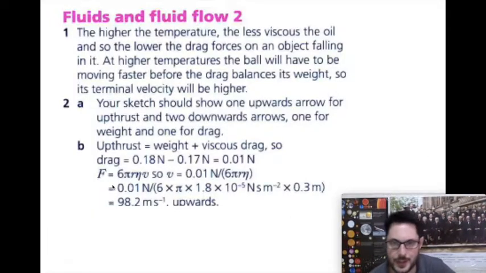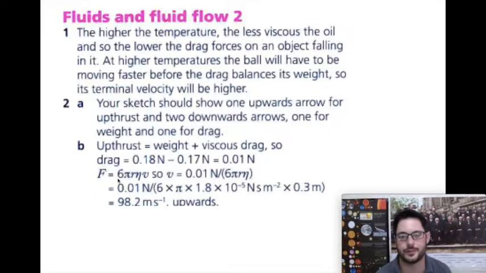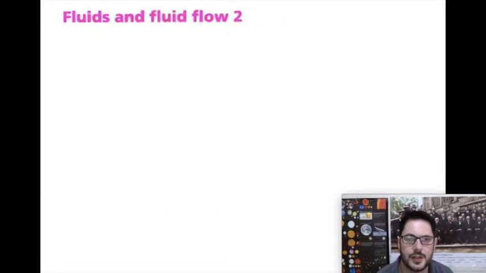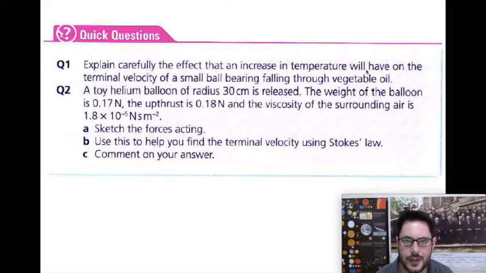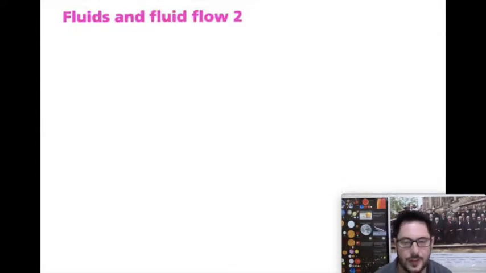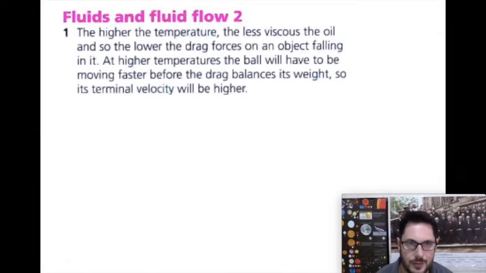The first question is up thrust. So temperature, what happens? Let's have a quick look at the question. The effect an increase in temperature will have on the terminal velocity. Well, it's going to fall faster, isn't it? The object will reach terminal velocity later. This means it's going to have a higher terminal velocity.